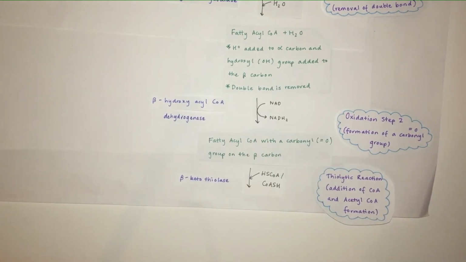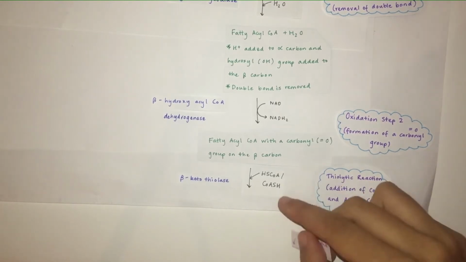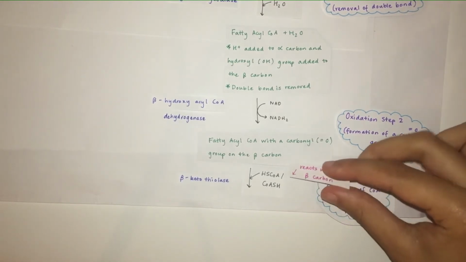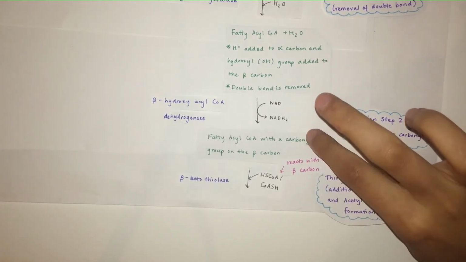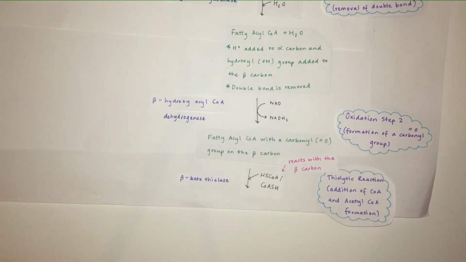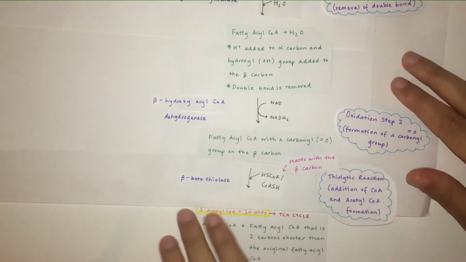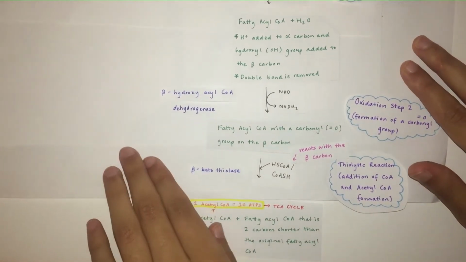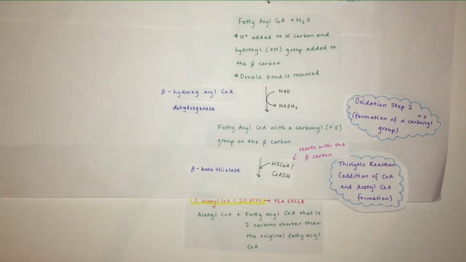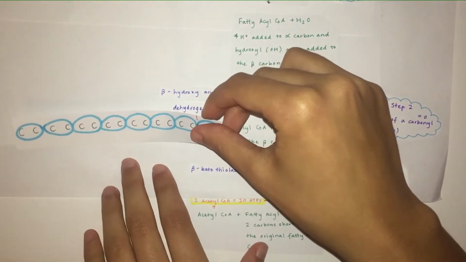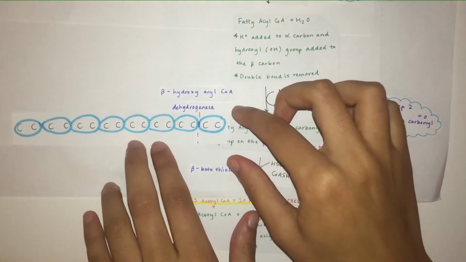And the final step is that this CoASH or HS-CoA, you'll see it written either way, reacts with the beta carbon. Again, remember that's why it's called beta oxidation, on the fatty acyl-CoA. And then we form an acetyl-CoA and a fatty acyl-CoA that is 2 carbons shorter than the original fatty acyl-CoA. So we've got palmitate, which we discussed as an example of a fatty acyl-CoA.